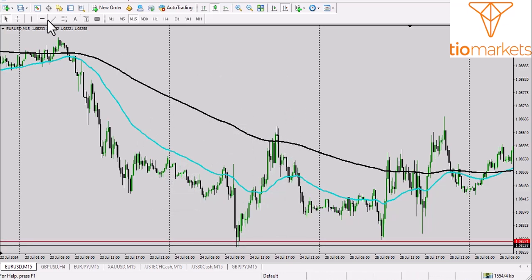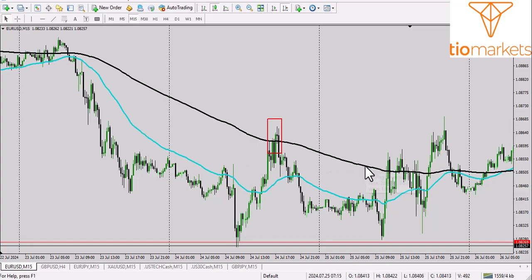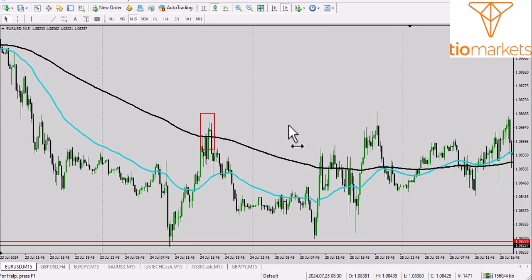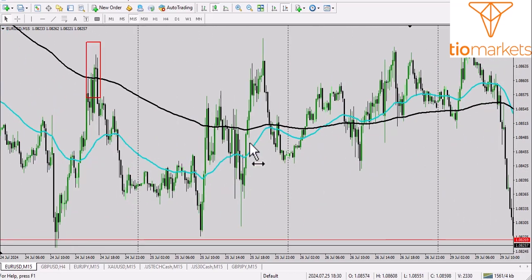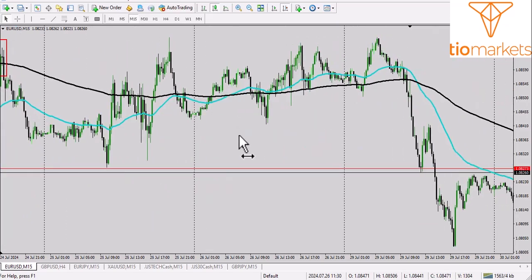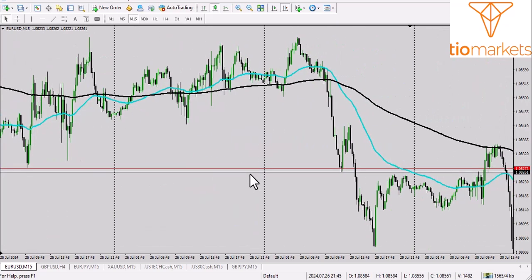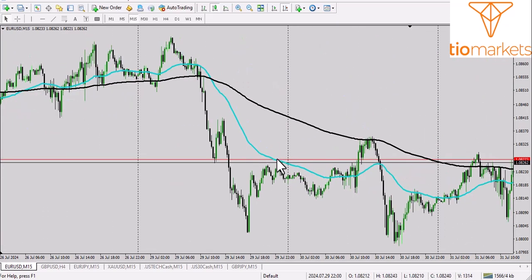So the hook that you are seeing here is this one. This hook here is your entry signal, because when price gets back to the moving average, it's supposed to retest and go in that direction that you are looking at. And remember, you need to utilize this moving average in trending markets.